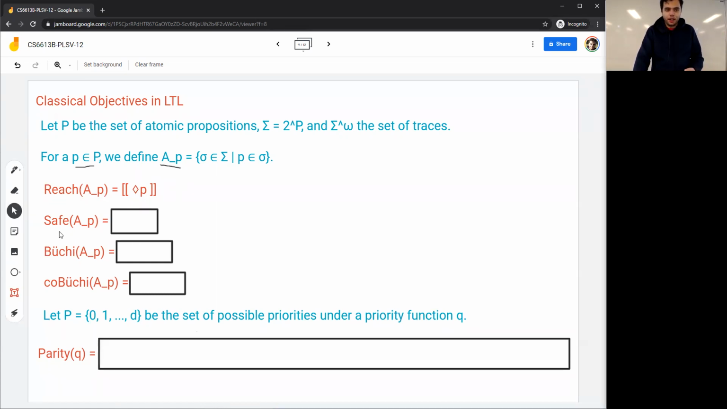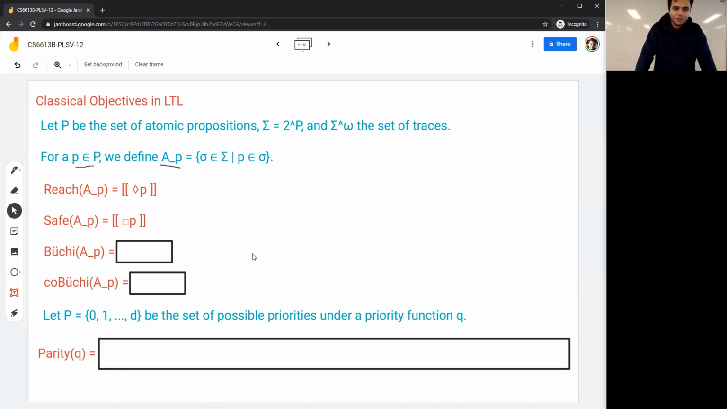Okay. How about safety? What is safety in AP? Again, safety was the dual of reachability, so you can just take the dual here as well. It's the same as the meaning of always P. So what does always P say? It says that you should always stay in the states where P is satisfied, where P holds. So it's the same as saying that you have to be safe inside AP.